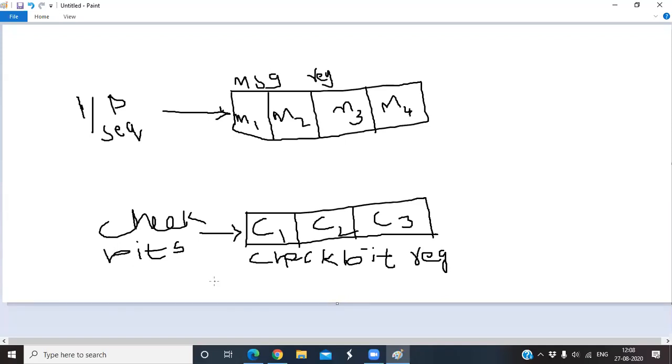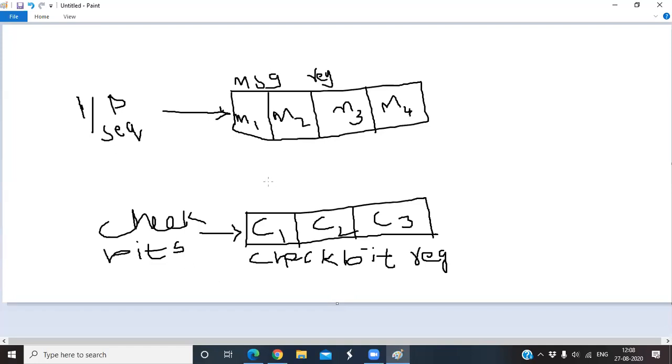Here it is very important. First you have to identify how many message bits and how many check bits. We know that for the given Hamming code and the given generator matrix, there are 4 message bits and only 3 check bits. Now, it's very simple. What is the expression for C1? C1 equals M1 XOR M2 XOR M3, right?